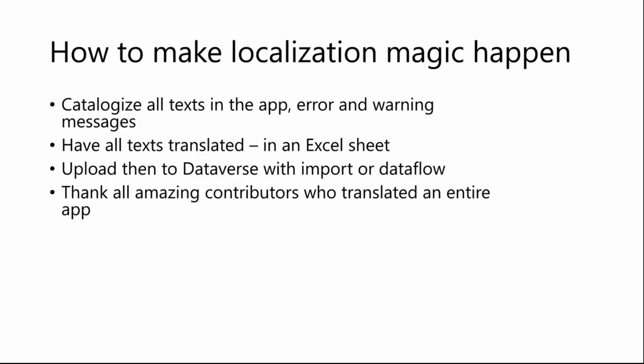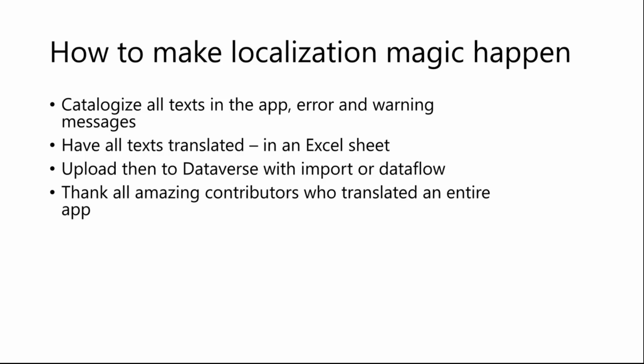Okay, so how do we make this magic happen? First, catalogize really all texts of the application. This includes texts that are printed to the screen, but also error messages, warning messages, and so on. Then have them all translated. We used a super simple Excel sheet for that. And then upload this Excel sheet data to Dataverse.